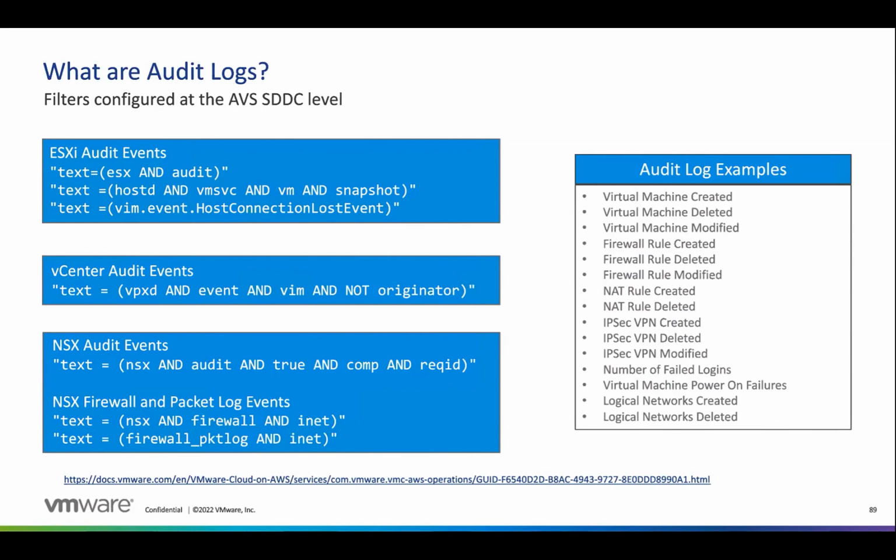So you can see the audit log examples on the right. Anything that a user might do: creating virtual machines, modifying virtual machines, modifying your firewall rules, modifying your firewall and NAT rules, IPsec. Big one is obviously failed logins. You want to make sure you have the proper information if outside or inside sources are failing logins to your remote Cloud vCenter, and then who's changing the logical networks, whether they're created or deleted.